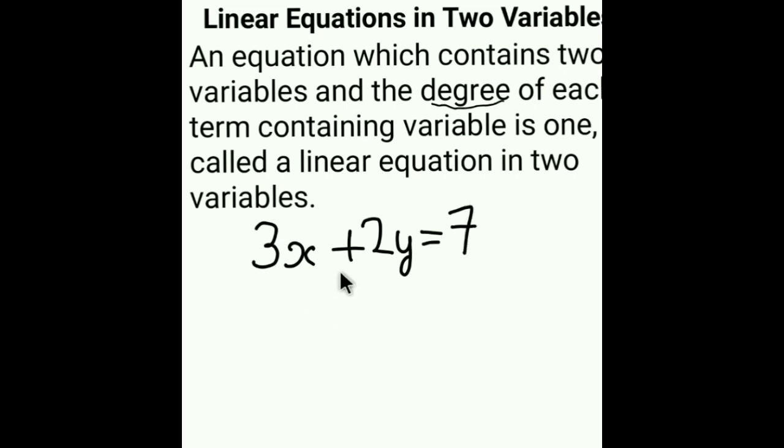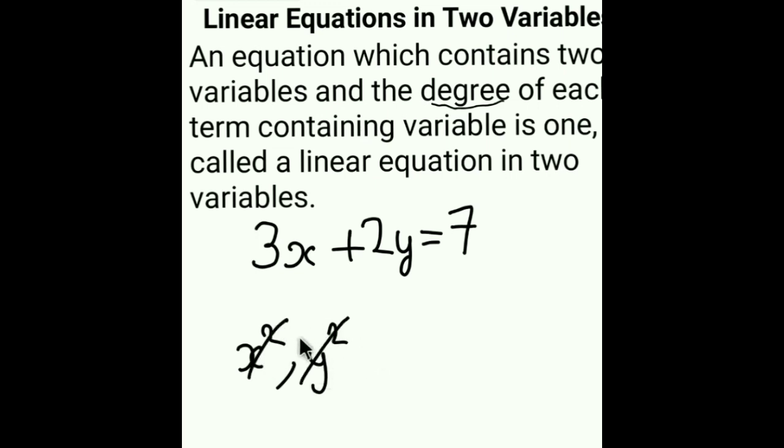Okay, now here there is an equal to sign, which means it is an equation. Now there are two variables, right? So it is an equation in two variables. Here the degree of the variable x is raised to what number? x is raised to 1, right? And y is also raised to 1. See, the degree of x is 1 and the degree of y is also 1. See here, x square, y square, these terms are not there.